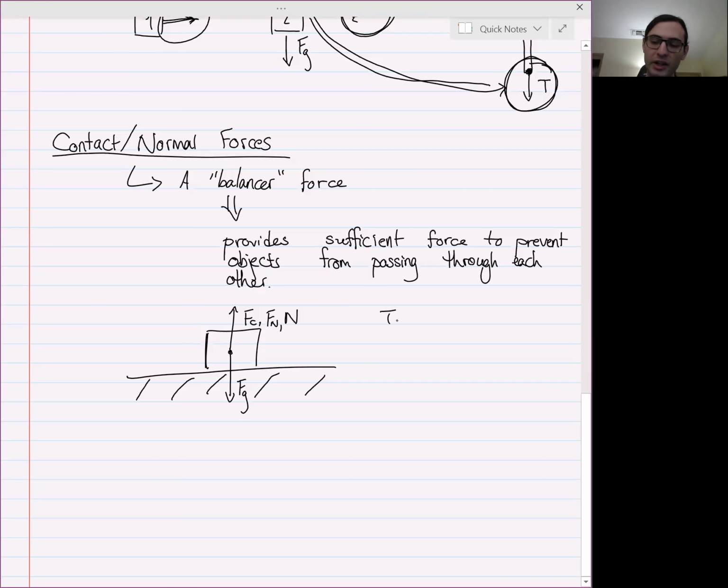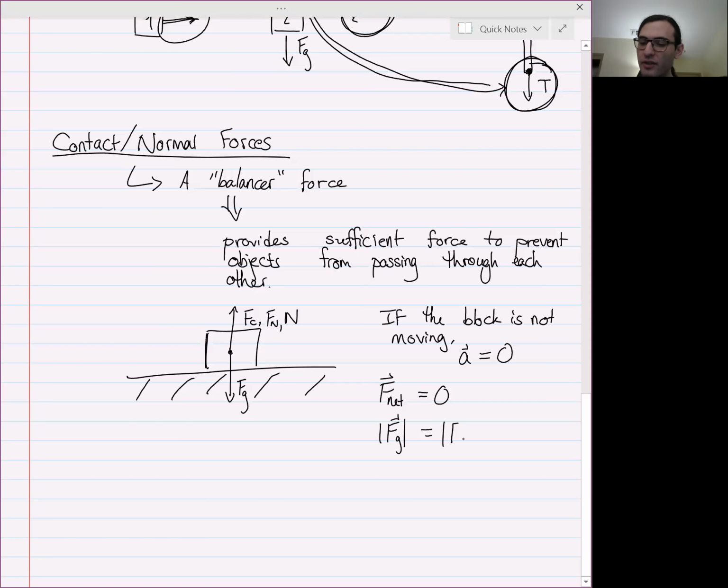Mathematically, if the block is not moving, if it's just sitting there, that means that the acceleration is 0. And so from Newton's second law, that would mean that the net force is 0. So what does that say? It says that the magnitude of the gravitational force has to be equal to the magnitude of the contact force.